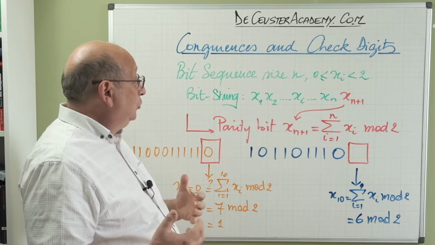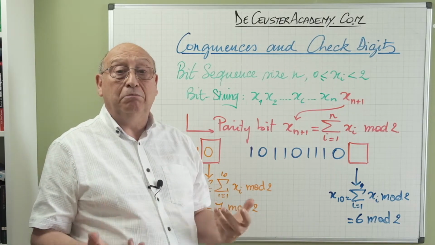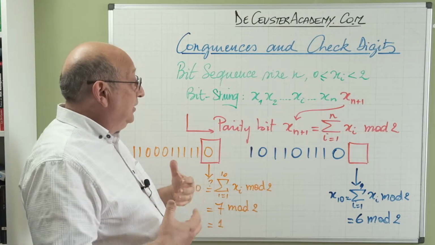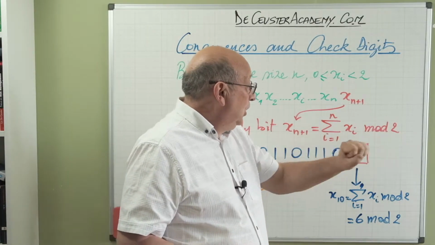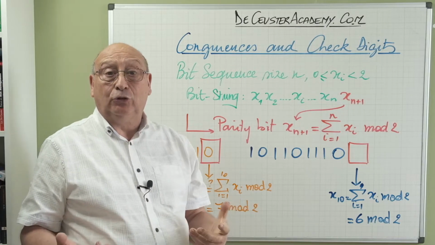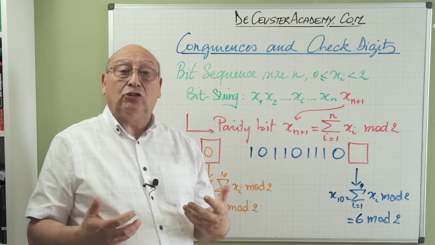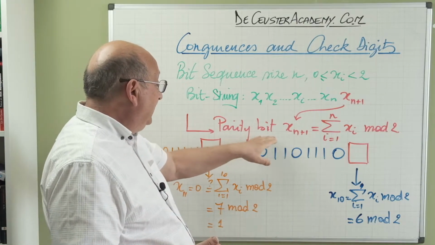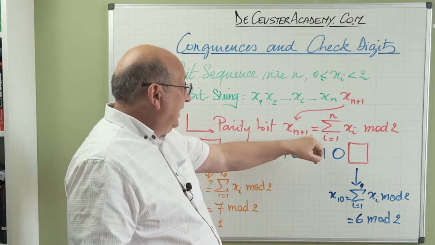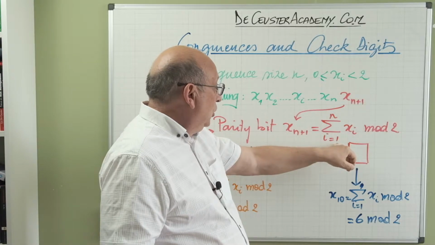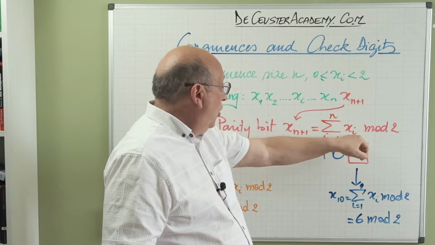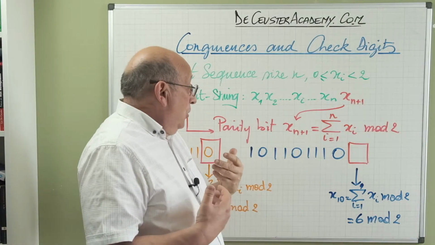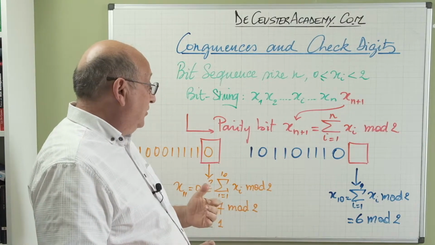Now the check digit we have to calculate using the modular formula. Since the maximum is 2, we have to calculate this sum modulus 2. Now what we have, the parity bit, x(n+1), is equal to the sum for i going from 1 to n of all those bits, modulus 2. Now what do we have here? Well, let's have a look here.